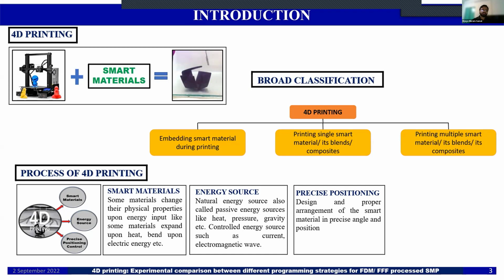So coming to the process of 4D printing, it starts with, first of all, selection of the right smart material as per the application areas. After the selection of the right smart material, we have to choose the energy source. Here the energy source is the stimulus or passive energy source like heat, pressure, gravity, etc. That depends on the smart material that we are choosing. And after that, we also have to see the precise positioning, which we generally call the design for 4D printing. Here we have to design and have a proper arrangement of the smart material or the active component in a precise angle and position.